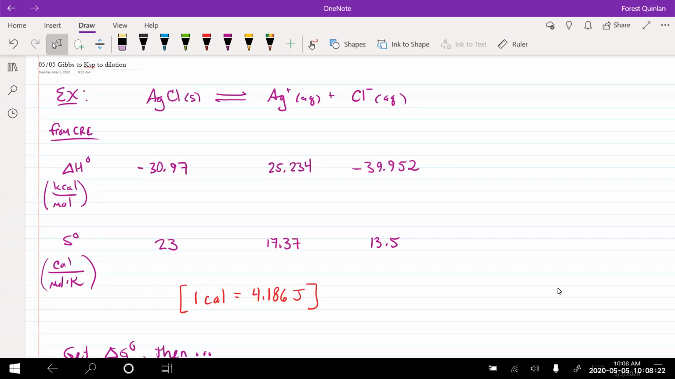I want you to take a look at that AgCl breaking apart to Ag plus and Cl minus. Tell me everything that you know about this system. You can be as obvious as possible, just start the ball rolling. Please just say silver chloride is breaking up into its ions. Yeah, it's breaking into its ions. Okay, good. What else do we know about that system?